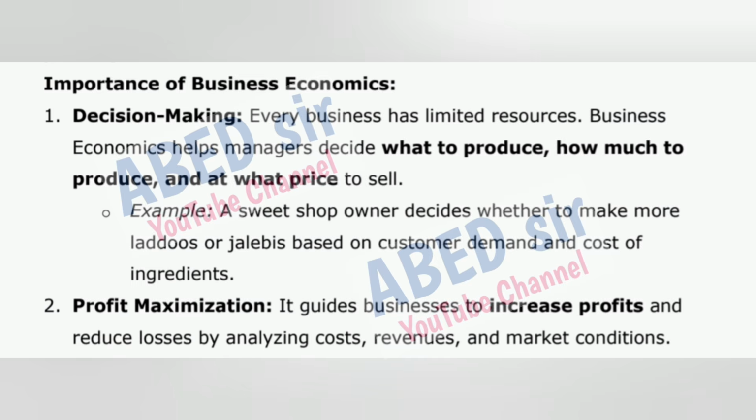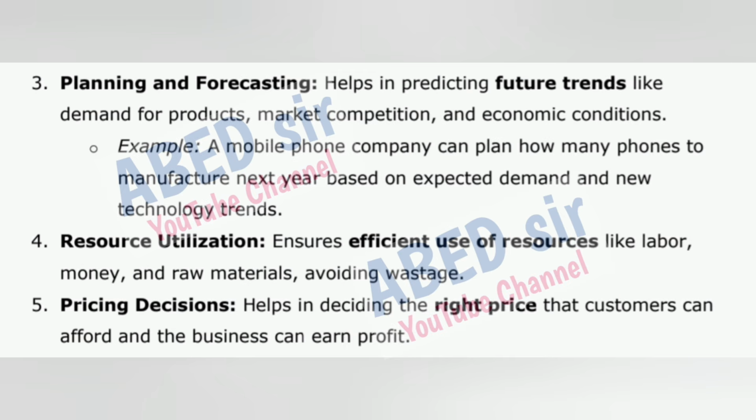Example, a sweet shop owner decides whether to make more laddus or jalebis based on customer demand and cost of ingredients. 2. Profit maximization. It guides businesses to increase profits and reduce losses by analyzing costs, revenues, and market conditions. 3. Planning and forecasting. Helps in predicting future trends like demand for products, market competition, and economic conditions.